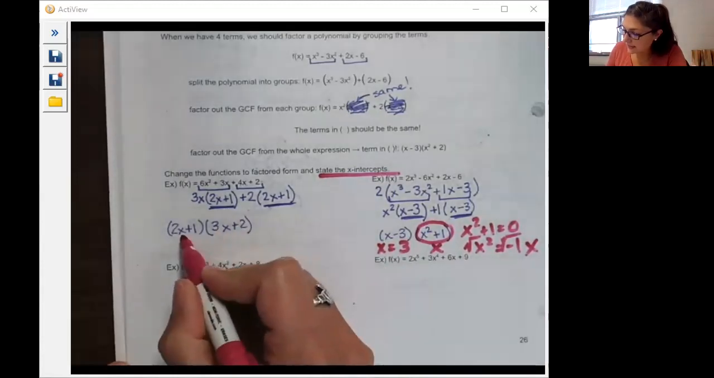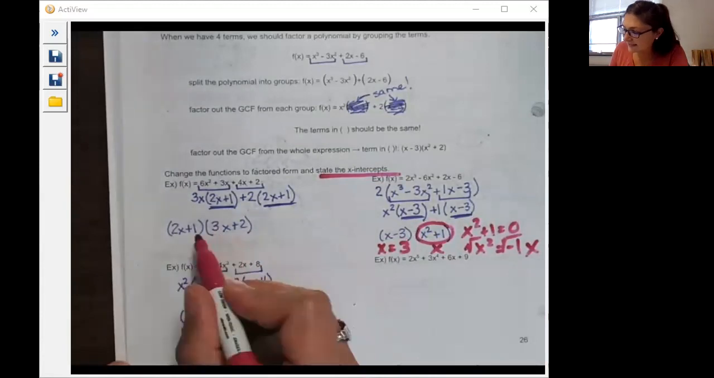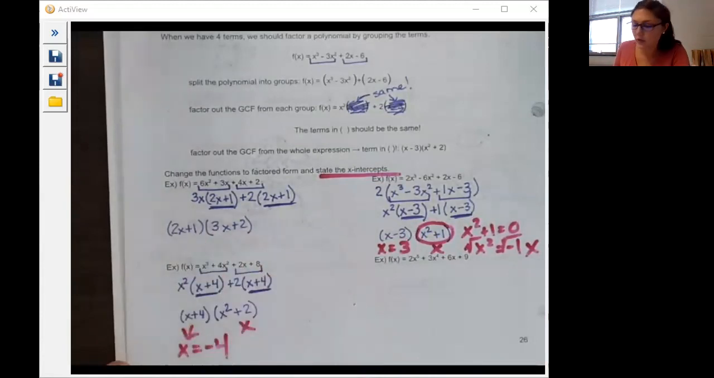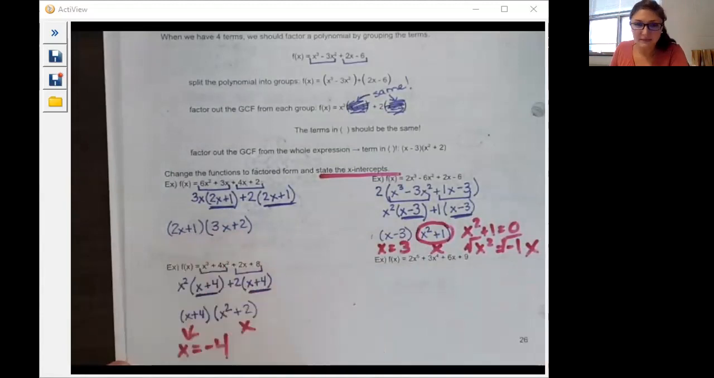Up here, I don't have x squareds. I have plain old x's, but these again look a little different than what I've seen before. I'm only used to having x plus something or x minus something. So I want to talk about how to get an x-intercept out of a factor like this. And I believe somebody asked me a question about a problem like this maybe last week, if they were working on some practice with writing function forms based on x-intercepts.